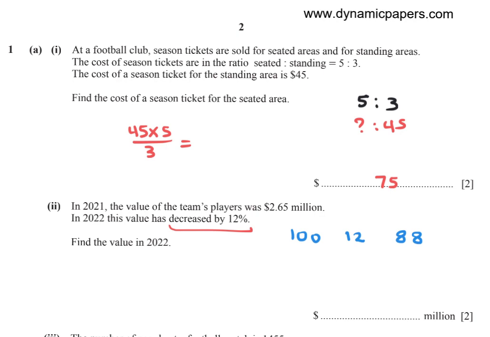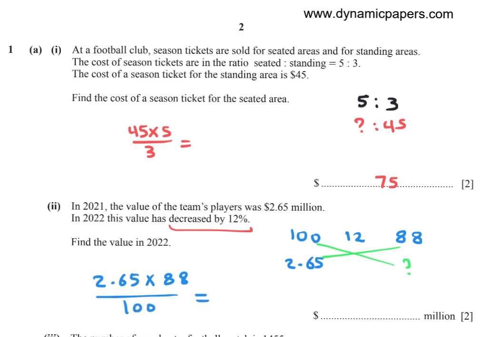Before decrease, so 2.65. With the cross multiply method, you can find the value after the decrease. So 2.65 times 88 divided by 100 equals 2.332.